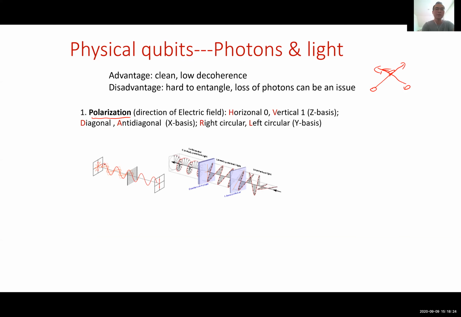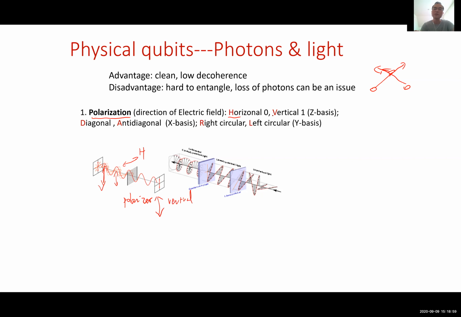It could be up and down. So for example, this indicates up and down oscillation. This is vertical, this is horizontal. And there's something called a polarizer, which can filter out a certain direction of polarization. For example, in this case, the polarizer filters out the vertical polarization. So this can be used as a way of measurement.